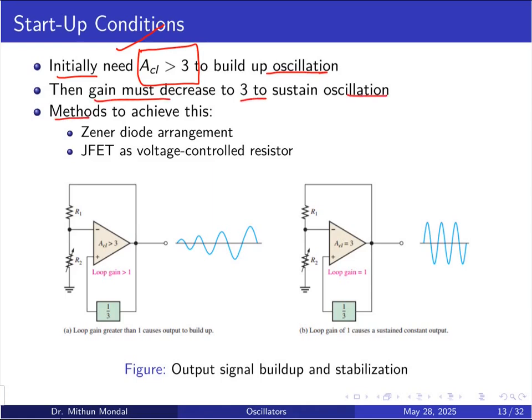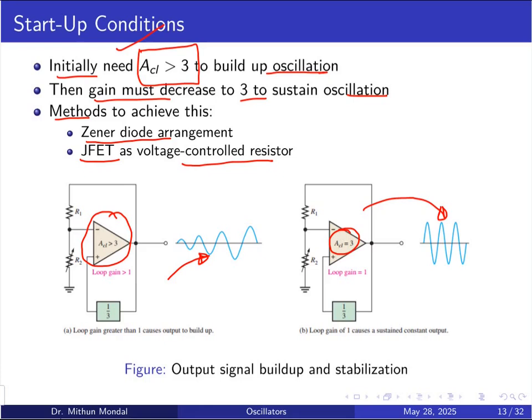And this is achieved by using a Zener diode arrangement or a junction field effect transistor as the voltage controlled resistor. So the op-amp's gain should be greater than 3 in the initial condition, and then the gain should settle to 3 to have sustained oscillations.